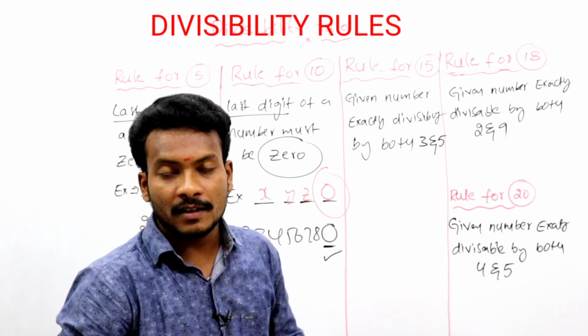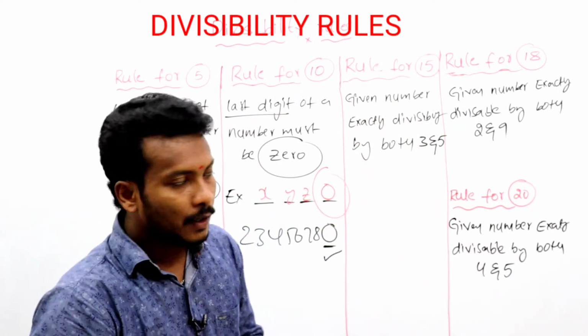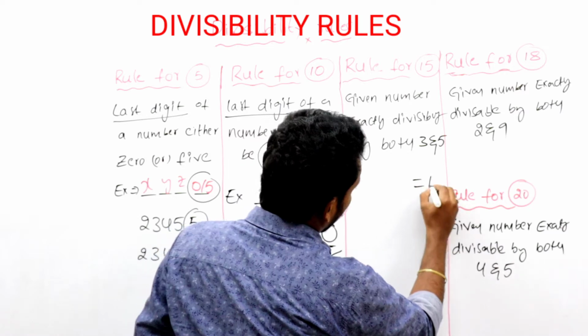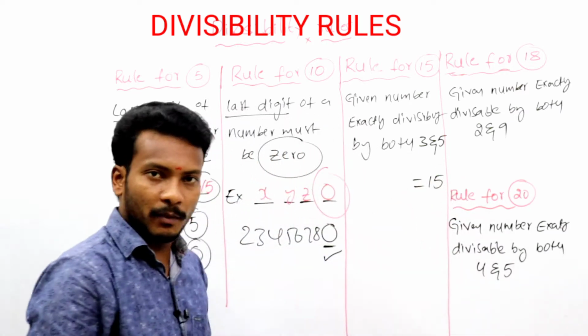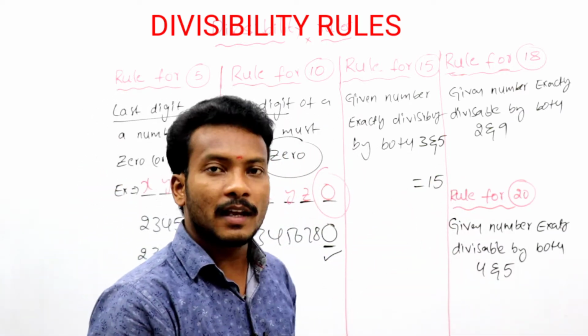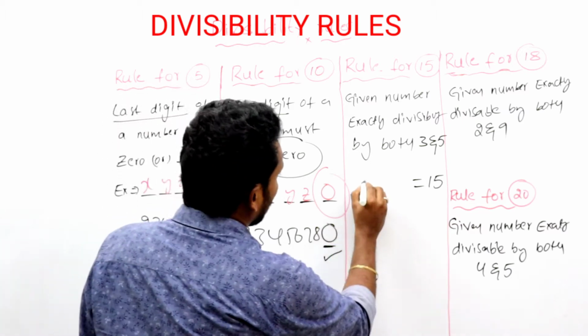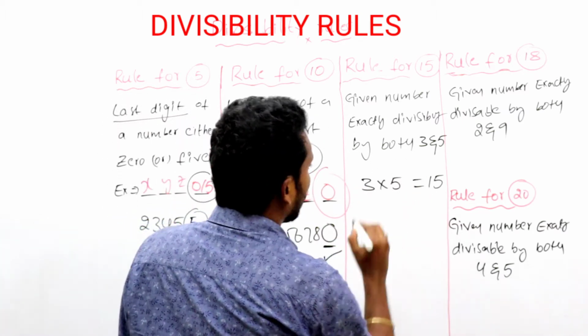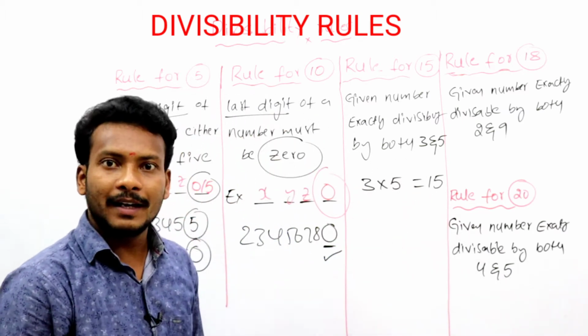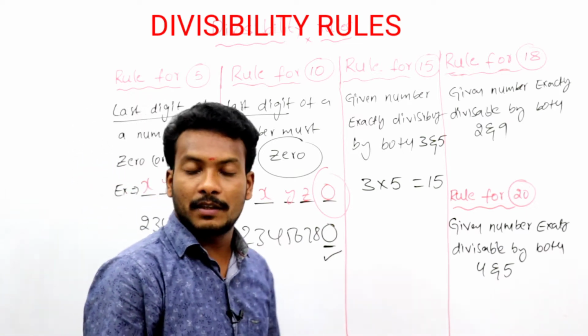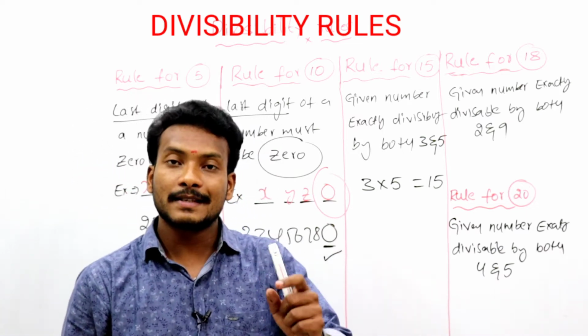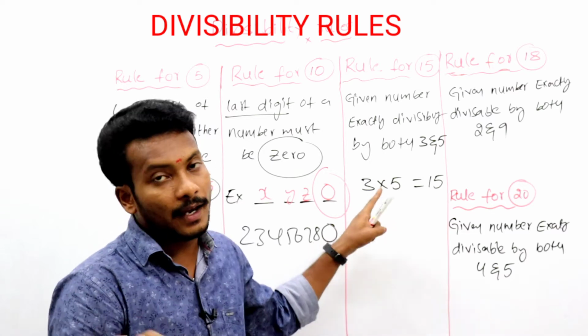Okay, 15 is not a digit, now it is a number. Whenever a number is exactly divisible by a number, in the rules we have learned, which numbers multiply to give 15? 3 into 5. 3 into 5 is 15. Whenever a number is exactly divisible by 15, we compulsorily check for 3 and 5.